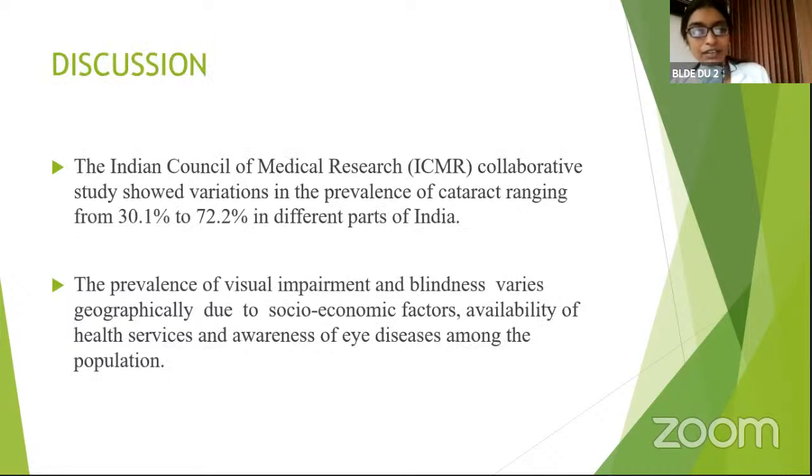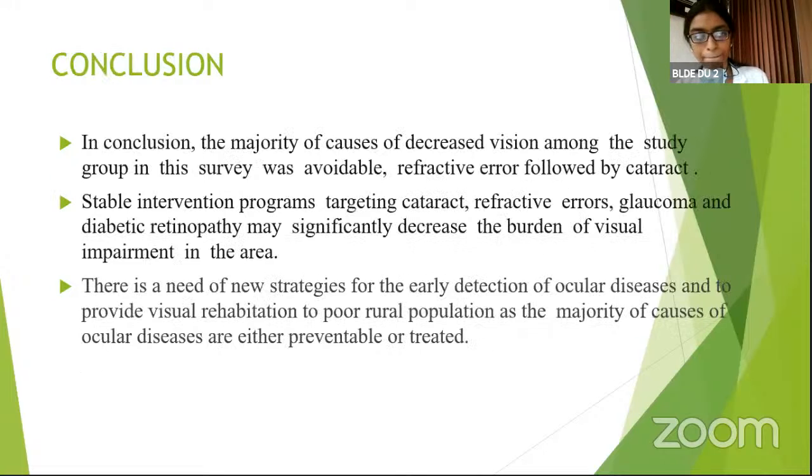The ICMR collaborative study showed variation in the prevalence of cataract ranging from 30.1 to 72.2% in different parts of India. The prevalence of visual impairment and blindness varies geographically due to socio-economic factors, availability of health services, and awareness of eye diseases among the population.